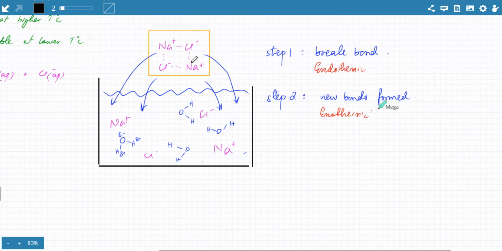What do you think? Is it going to be more soluble or less soluble if it becomes easy to break bonds? Hello, Amal, can you hear me?